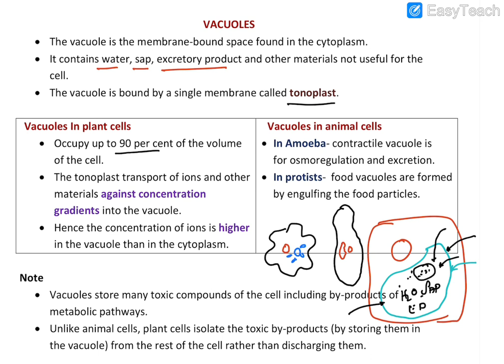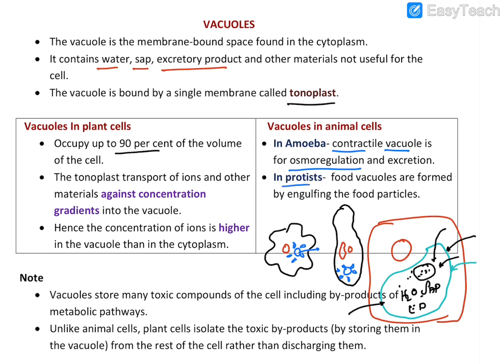These vacuoles are mainly meant to control the water concentration inside the organism. Maintenance of water concentration we call osmoregulation, and they also eliminate the waste product from the organism. Even in paramecium, you find such vacuoles. These vacuoles are called contractile vacuoles, found in amoeba as well as paramecium, that is, particularly in protozoans.